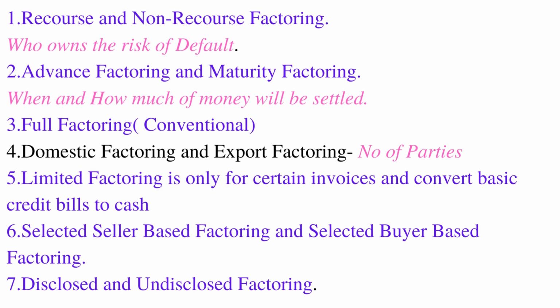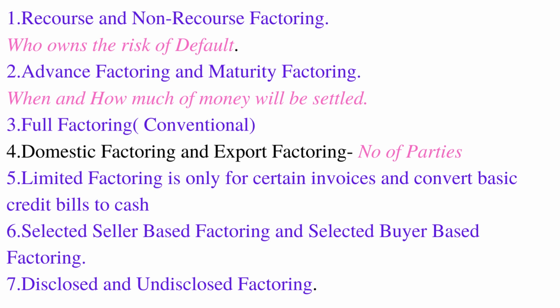In domestic factoring, there are three parties involved, that is seller, buyer, and factor. In case of export factoring, there are four parties involved: exporter, importer, exporter bank, and importer bank. The fifth category is limited factoring, which means it is only for certain invoices the seller will be able to approach the factor to discount, and only certain invoices will be converted into cash.